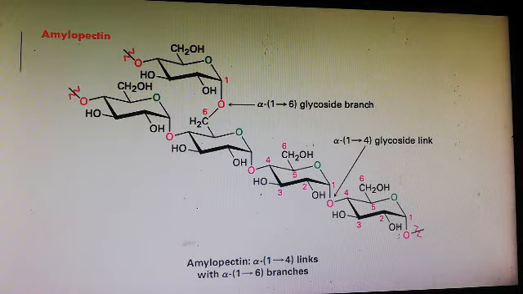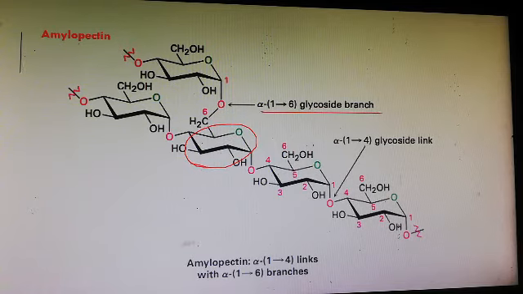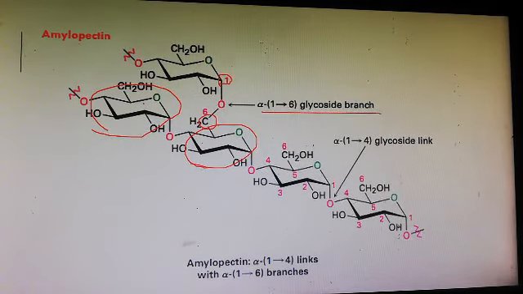So, unlike cellulose and amylose, which are linear polymers, just straight going, amylopectin contains 1 to 6 glycoside branches approximately every 25 glucose units. So every 25th, there is a 1 to 6 glycoside bond. Our carbon 6 attaches to the first carbon of another glucose. So, that's how it is. Then here again, carbon 1. Then at the 25th, there is again a 1 to 6 glycoside branch.